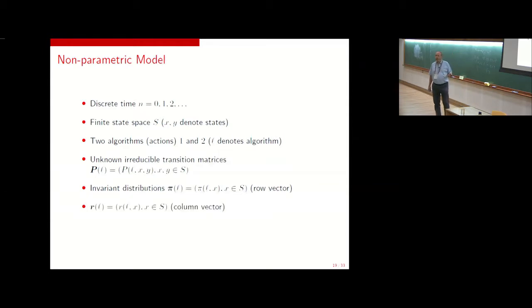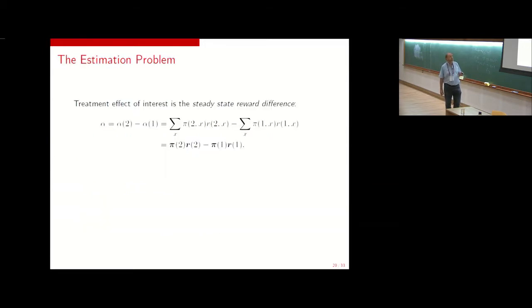We have rewards available both under the first action and the second action. So there are R of L x's. And at time n, we're going to be in state Xn. We're going to choose an action An, and we'll get a reward Rn as a consequence. So what's the treatment effect that we're going to try to estimate? It's going to be an equilibrium reward difference treatment effect that we're going to try to compute.